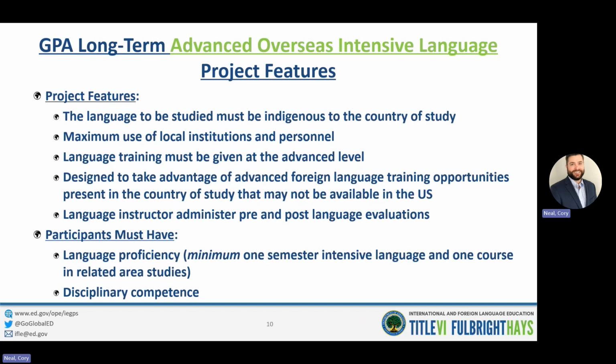And your program must have pre and post language tests. So all of the participants would take a pre-test in their language that they will be studying, and then upon completion of their project in the host country, they will take a post test, which will demonstrate, hopefully, an increase in their language skills. Again, those participants must have at least the 2 years, minimum 1 semester language course and 1 course in related area studies, and they must have disciplinary competence.